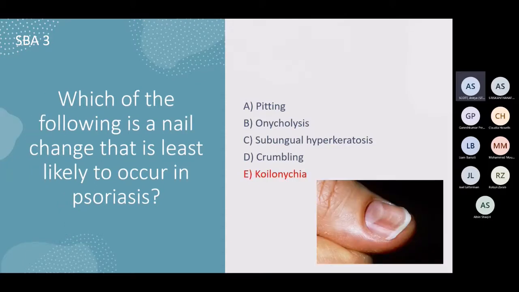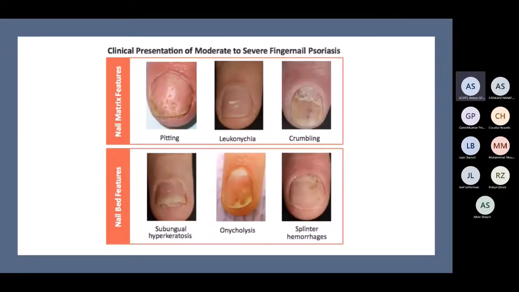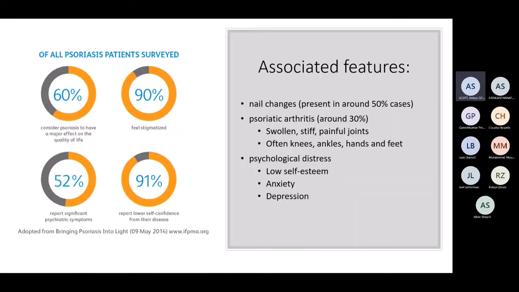So the answer is koilonychia, and you've probably heard of koilonychia because it's the spooning of the nails that you get with iron deficiency. But all the others are signs of psoriasis. So pitting, you get these little dots on the top of the nail. Leukonychia, you get these little white marks on the top. Crumbling is crumbling of the nail. Subungual hyperkeratosis is where it's really thickened at the end of the nail. Onycholysis is where the nail is coming away from the skin. And then splinter hemorrhages, which you might have heard of because they're associated with infective endocarditis as well, but they're also associated with psoriasis. So the only one in the question before that isn't is the koilonychia, which is more to do with iron deficiency.